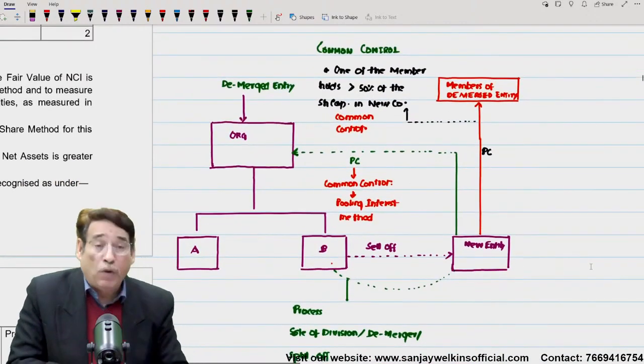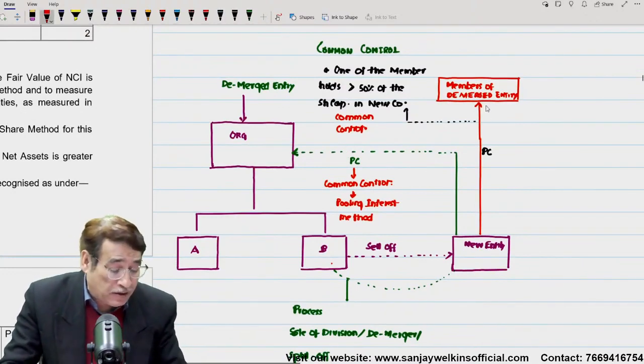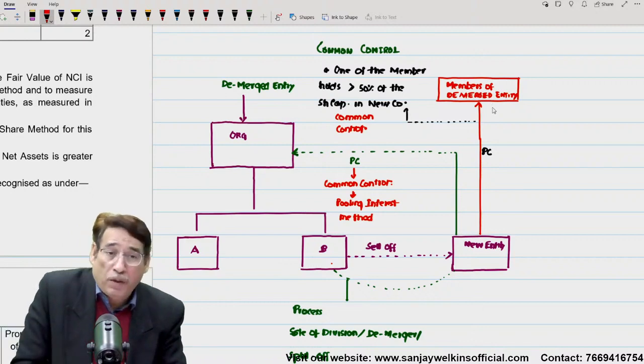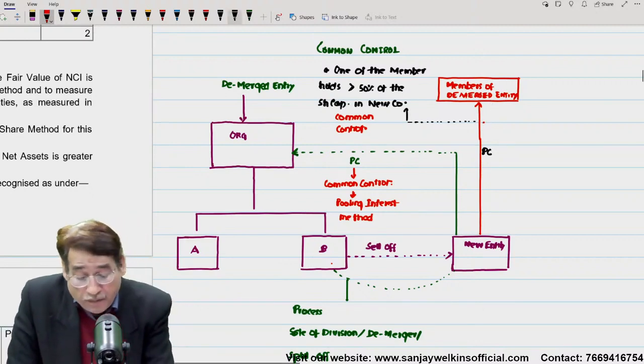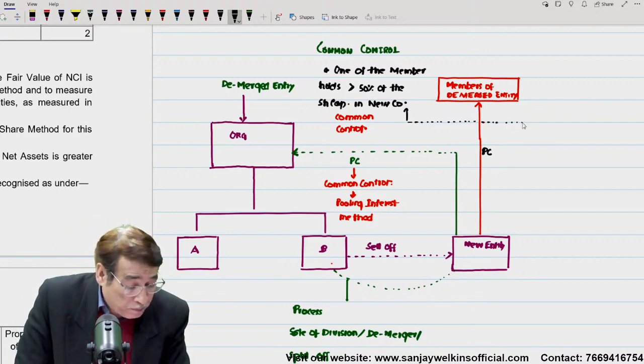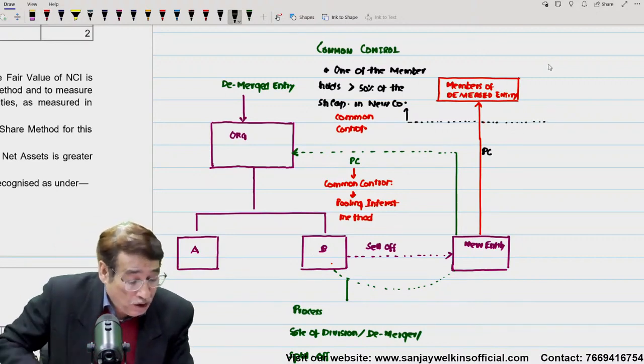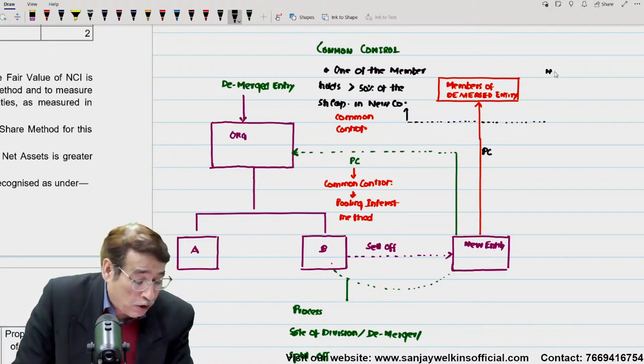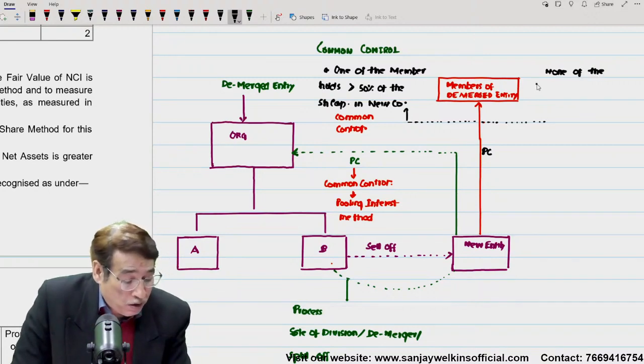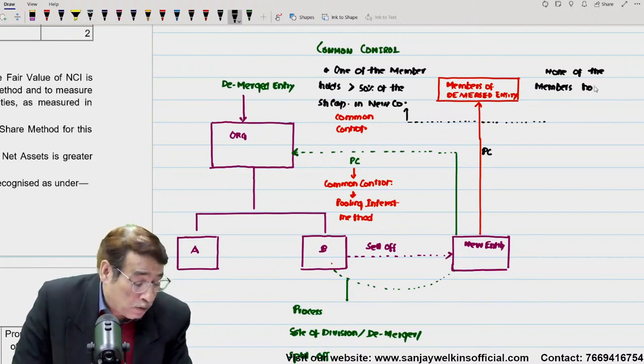Okay. There could be a situation like this, that the new entity is providing purchase consideration to the members of the new entity, and now it is written in this manner. Suppose it is written that none of the members holds more than 50% stakes in the new company.